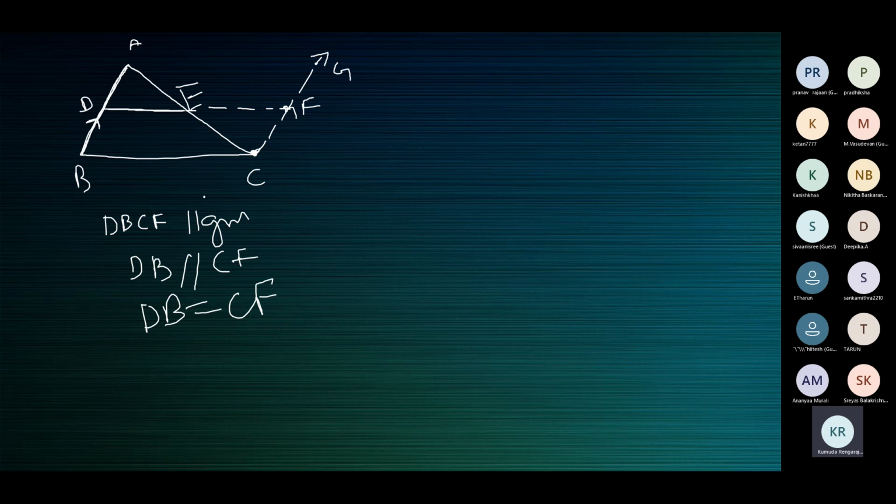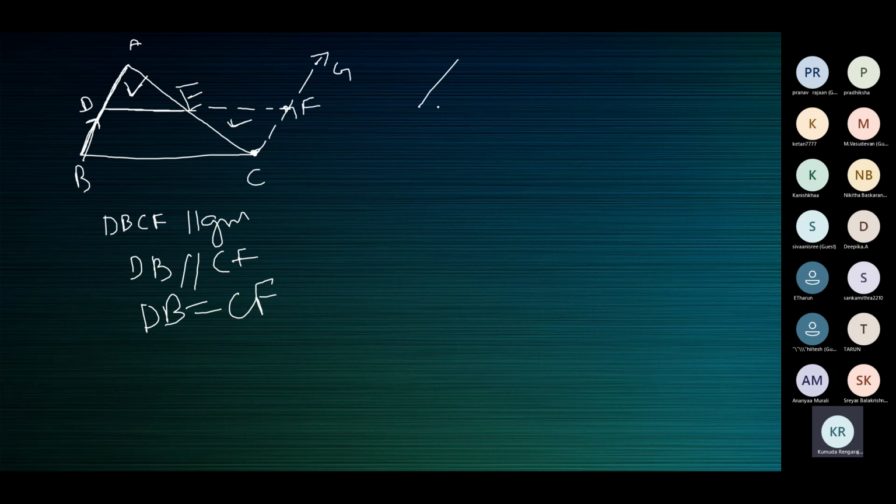So let's do that by showing that these two triangles are congruent to each other. We're going to prove that these two triangles are congruent to get this result, DB is equal to CF. Now you will wonder that DB is not a part of the triangle.